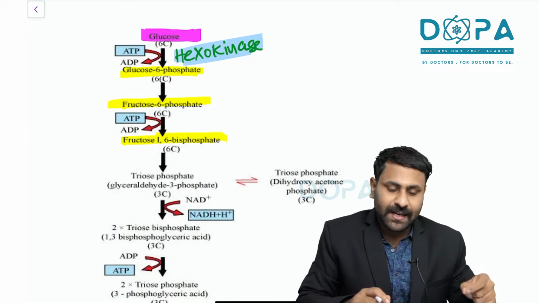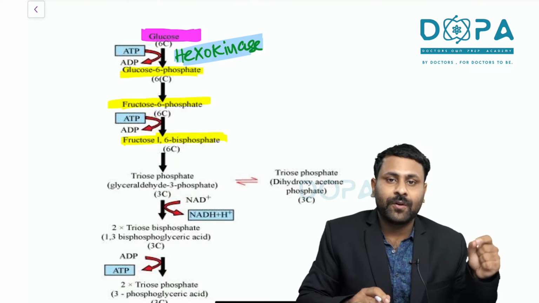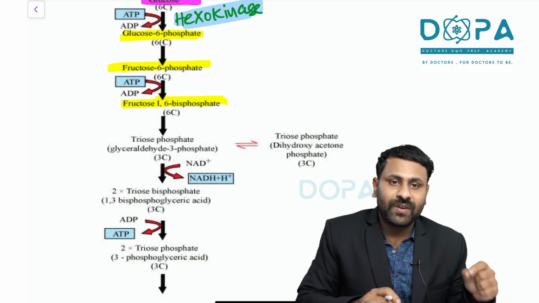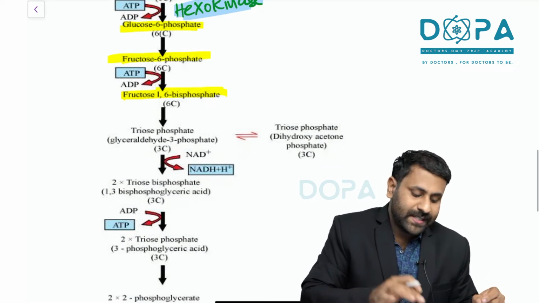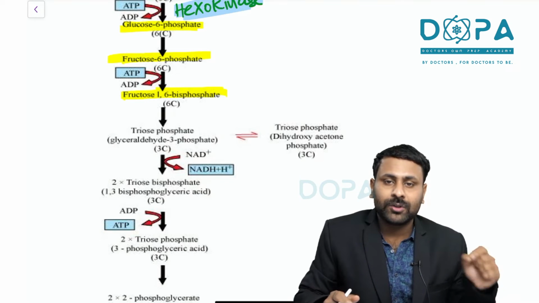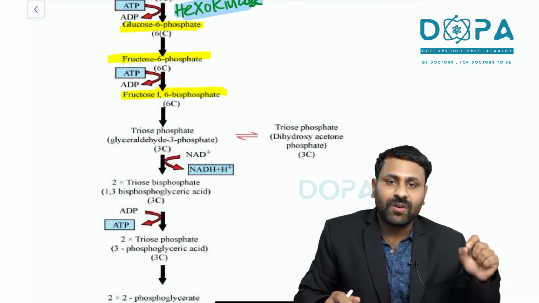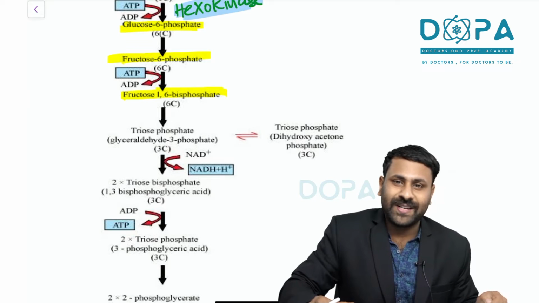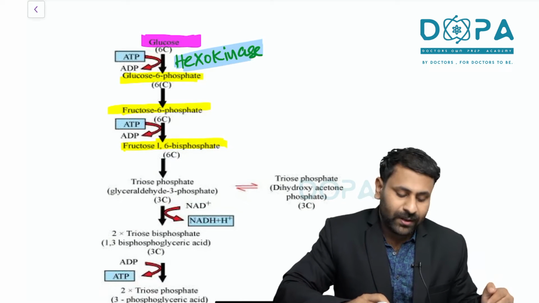During the first step, glucose is phosphorylated to form glucose 6-phosphate, and that phosphate group is provided by ATP. Same during the third step, fructose 6-phosphate is phosphorylated to form fructose 1,6-bisphosphate. Here also the phosphate group is provided by ATP. ATP provides a phosphate group to fructose 6-phosphate and it is converted into fructose 1,6-bisphosphate. These 4 compounds are 6-carbon compounds.